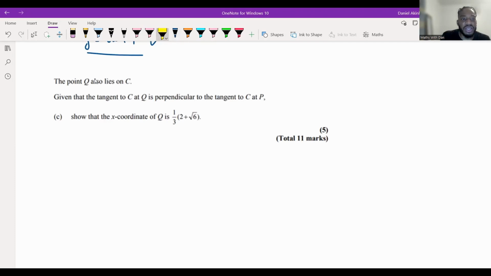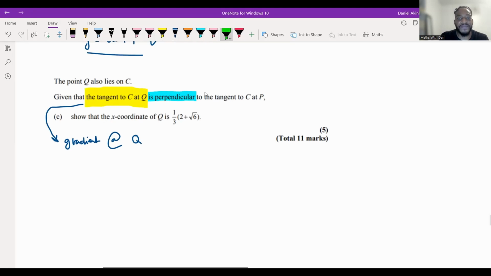So for me, when I look at this, it says, given that the tangent to C at Q, right? So what does this mean? For me, this is a gradient, isn't it? This is the gradient at Q, right? Well, what do we know about this? Apparently, this gradient at Q is perpendicular to the tangent to C at P, right? So we have a gradient of Q that we don't know, but apparently what we do know about it is that it's perpendicular to the tangent to C at P.